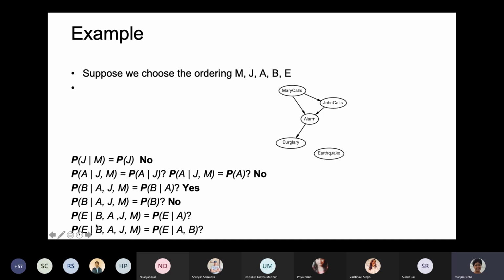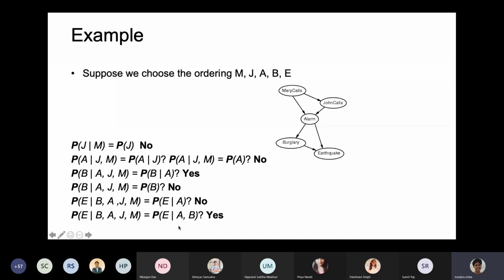Similarly, when we add earthquake, we check whether P of E given B, A, J, M is equal to P of E given A, or is equal to P of E given A, B. That means whether earthquake has only one parent, alarm, or it is dependent on both alarm and burglary. We found the first to be a no. And we found the second to be a yes.